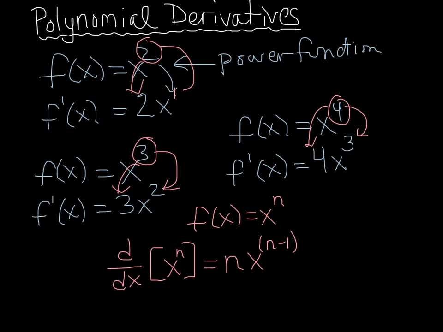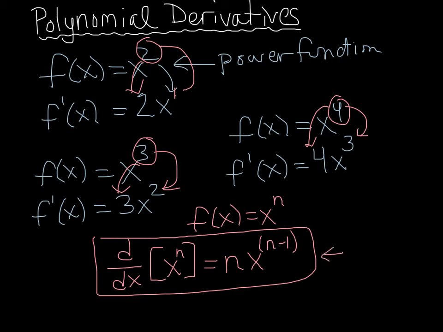But this is our next big piece. This is really what's going to make taking derivatives easy. This idea that the power of the function drops down in front and we decrease it by 1. We actually give this a name. This is called the power rule. Power rule. Yeah, I'm excited about it.